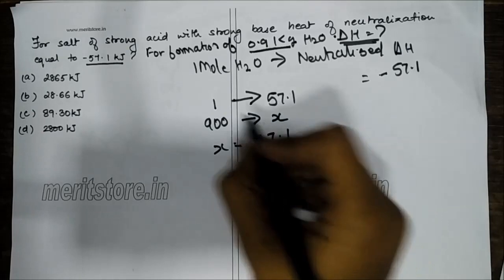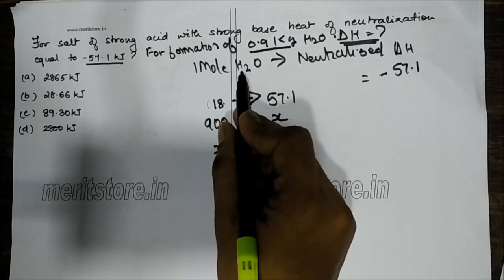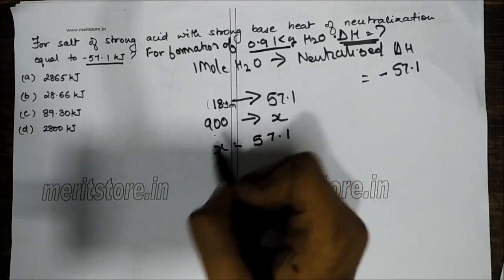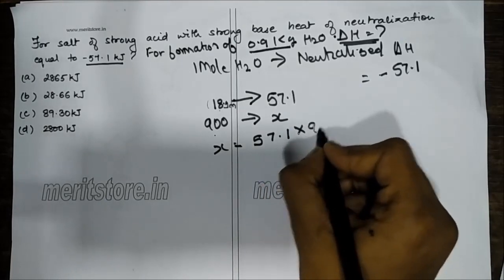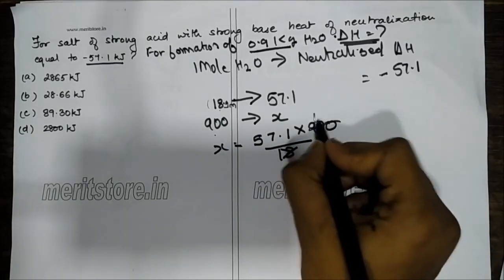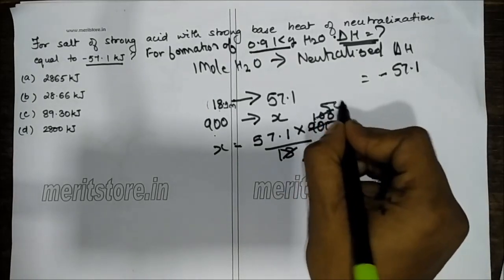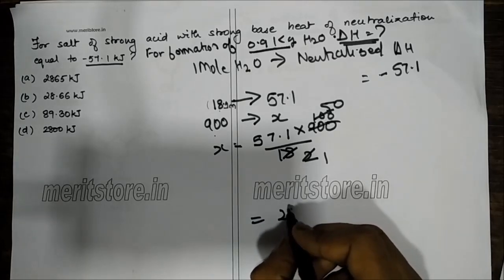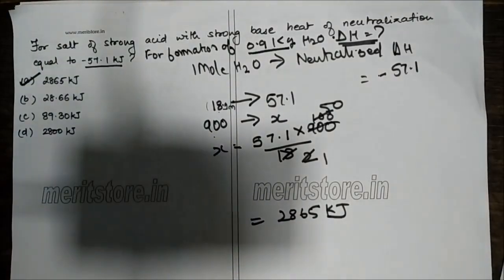So what is x? See, when I say 1 mole, it is 18. How? 16 plus 2 H, so it is 18. So for 18 grams, delta H is 57.1. So for 900 grams, the delta H, x, is 57.1 into 900 upon 18. 900 divided by 18 is 50. So when you multiply, you will get 2855 kilojoules. The correct option is A.